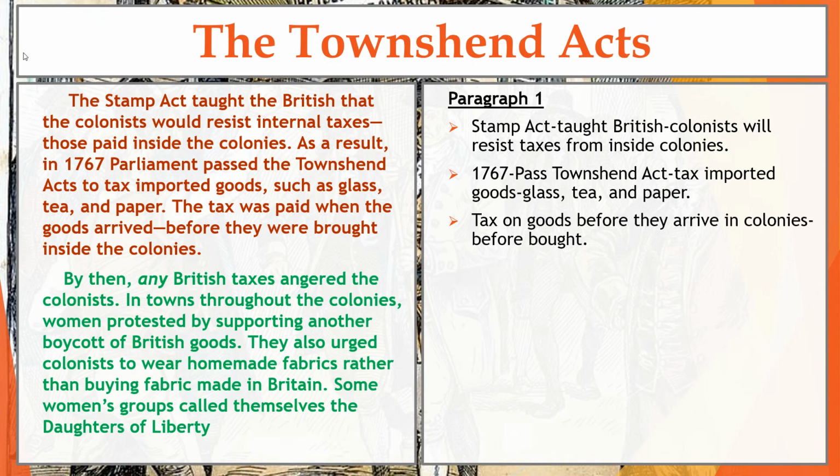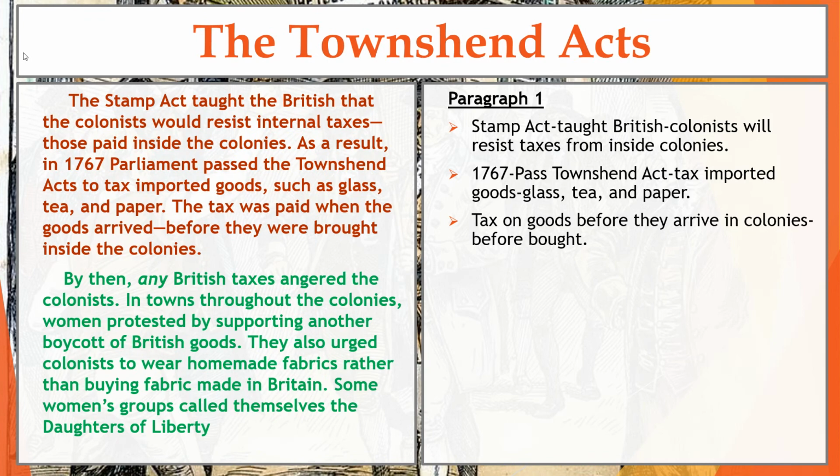In towns throughout the colonies, women protested by supporting another boycott of British goods. They also urged colonists to wear homemade fabrics rather than buying fabric made in Britain. Some women's groups called themselves the Daughters of Liberty.